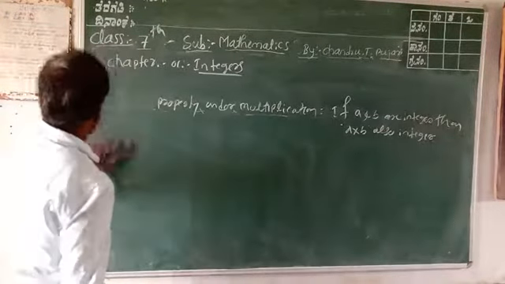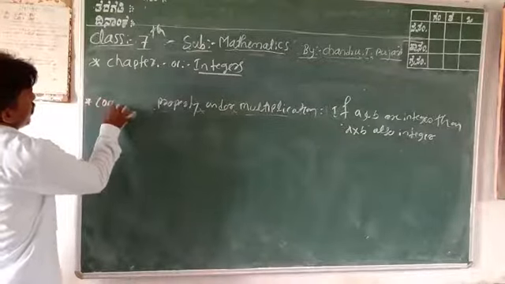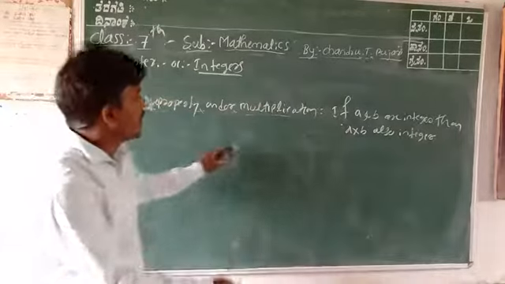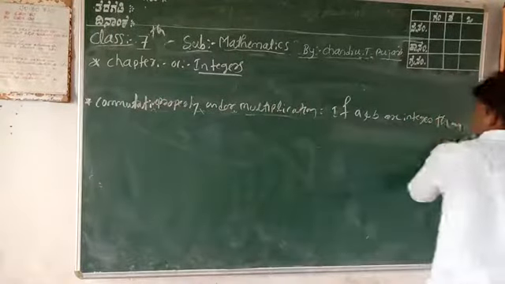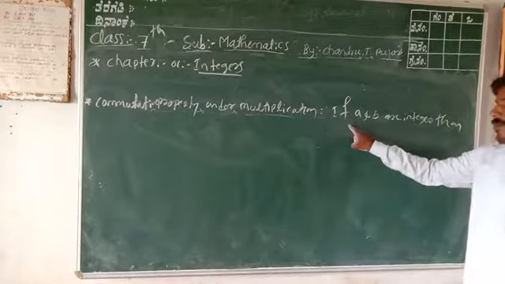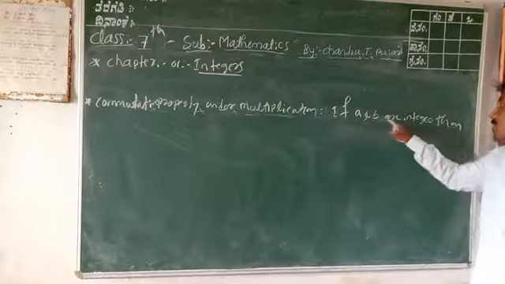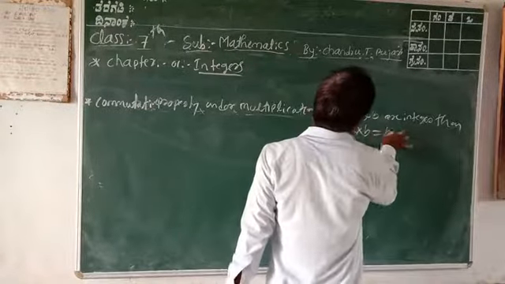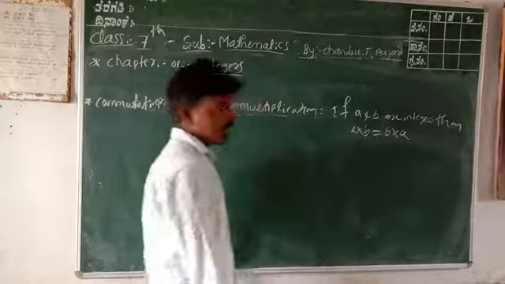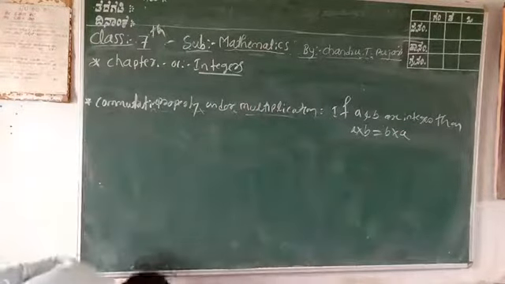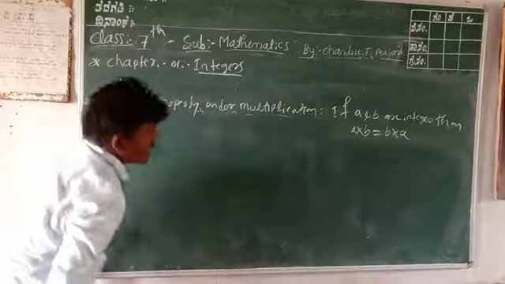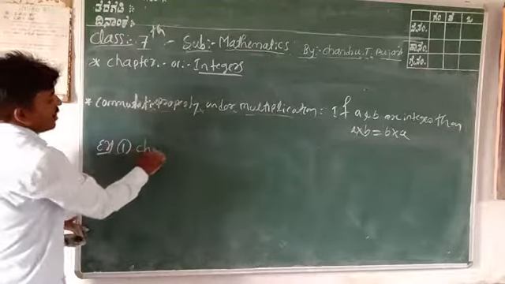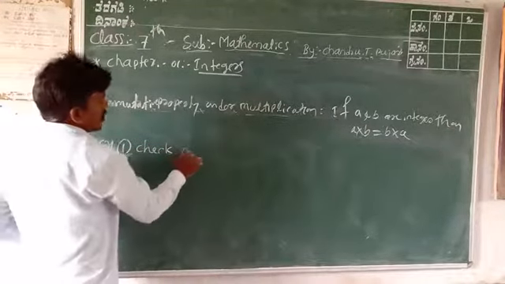The next one is the commutative property under multiplication. The meaning of commutative property under multiplication is: if A and B are integers, then A into B is equal to B into A. Okay. The next one is what? Check your example, example number 1. Check the commutative property.